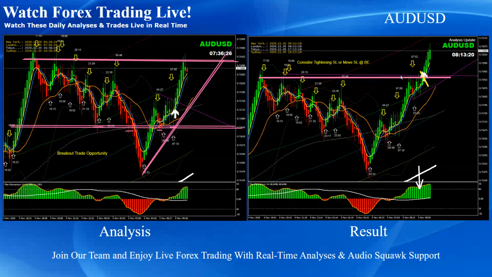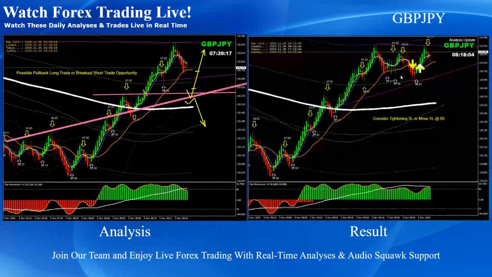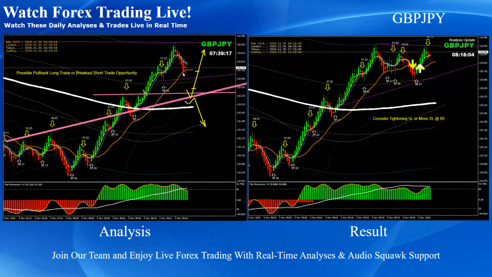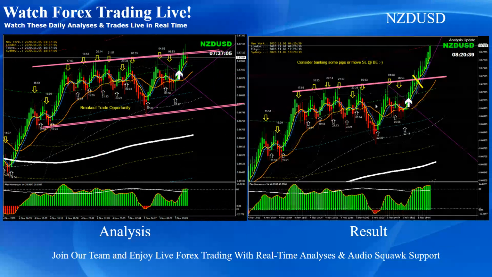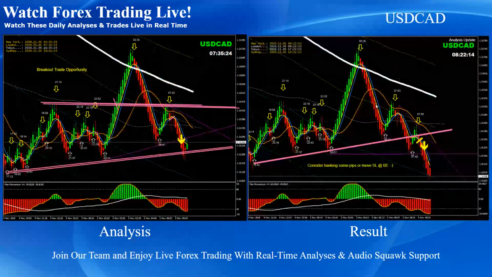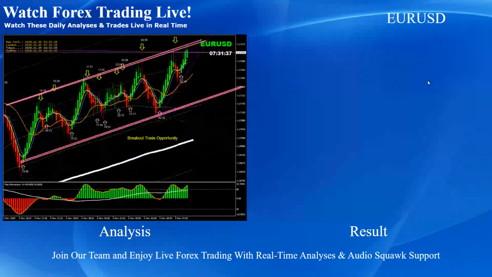Beautiful long trade on Aussie dollar. And pound yen, pretty straightforward. As mentioned in the analysis, look for a pullback if the price is going to respect this fib channel and the orange EMA. Beautiful long trade on pound yen. Kiwi dollar, pretty straightforward breakout long trade. Dollar CAD, pretty straightforward. You can see this was a beautiful breakout short trade.